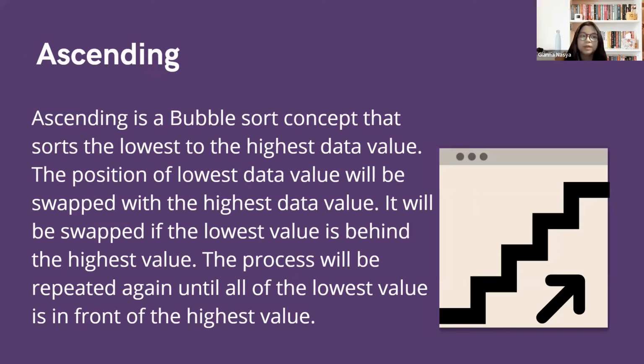There are two concepts in bubble sort. First is ascending. Ascending is a bubble sort concept that sorts the lowest to the highest data value. The position of the lowest data value will be swapped with the highest data value. It will be swapped if the lowest value is behind the highest value. The process will be repeated again until all of the lowest values are in front of the highest value.